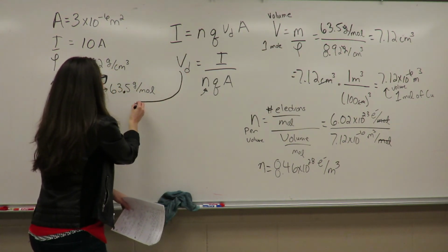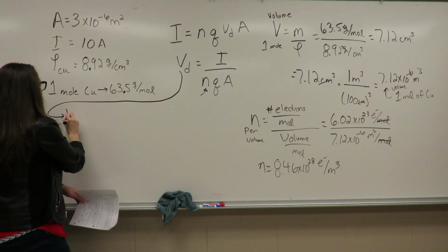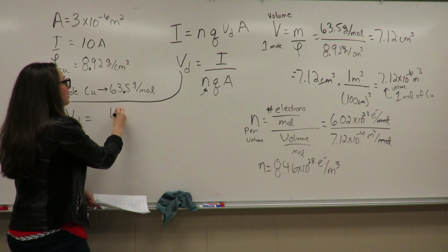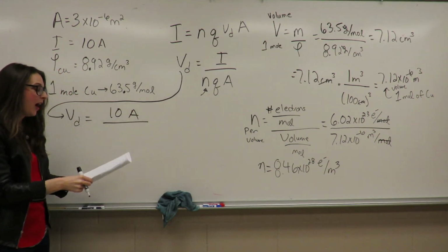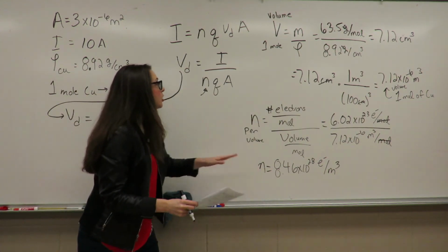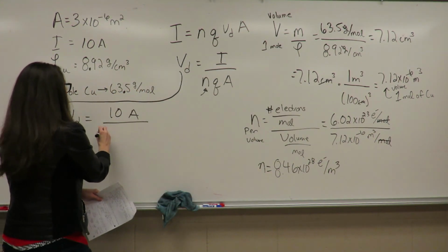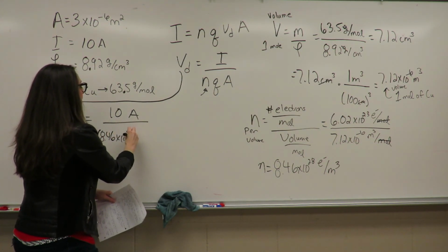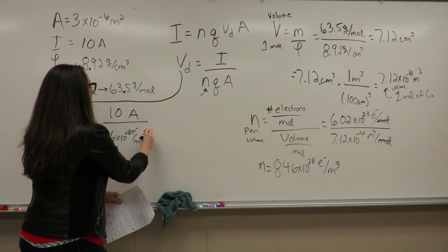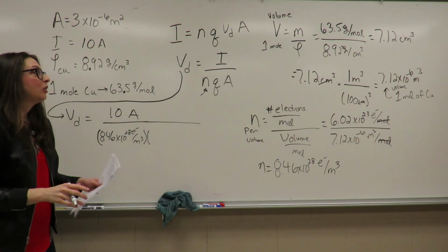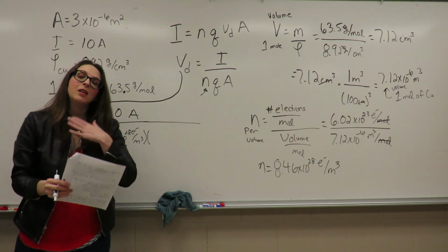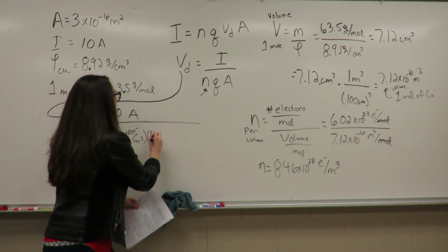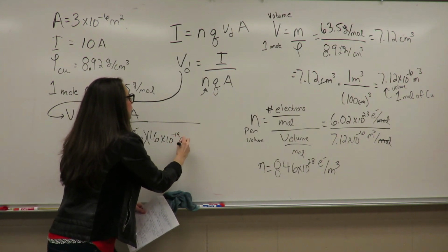Let's take our drift velocity and rewrite it right here. So our drift velocity, or our drift speed, is going to be equal to our current, which is 10 amps. And I'm going to divide that by my number of charge carriers per unit volume. So that's going to be 8.46 times 10 to the 28 electrons per meter cubed. And then I'm going to multiply that by the charge of my charge carrier. That's our electron. That's the 1.6 times 10 to the minus 19 coulombs.